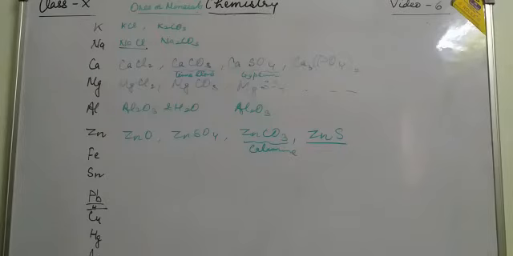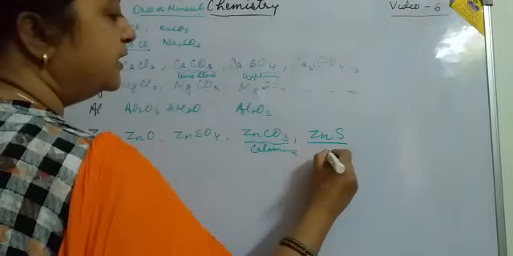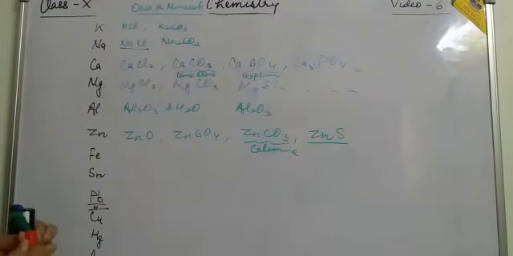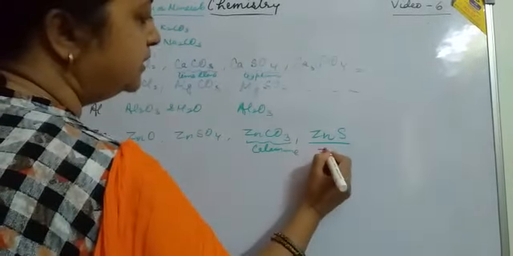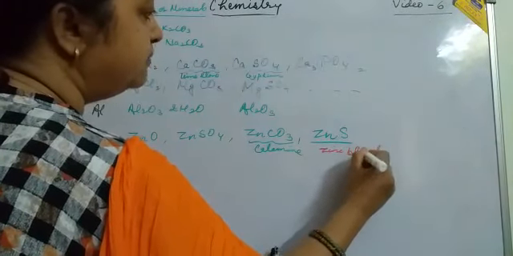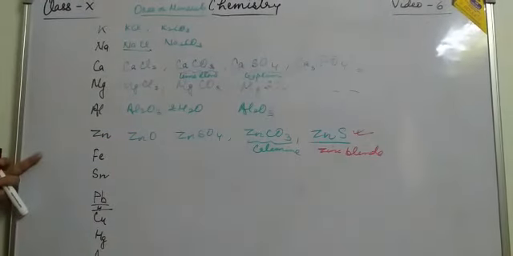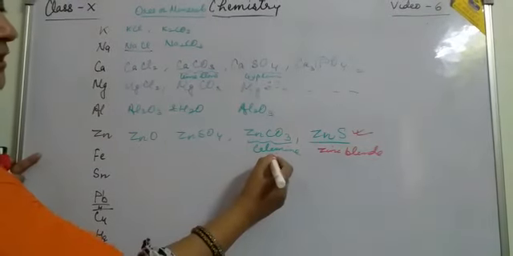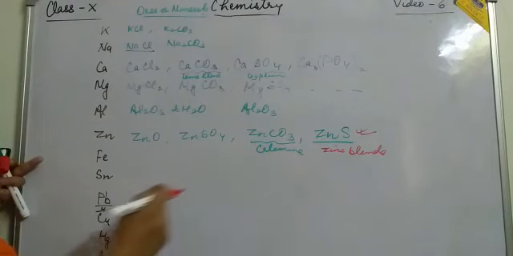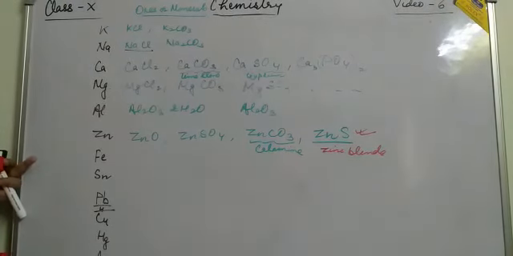Zinc sulfate is called zinc blende. It is found in zinc blende, which is a very important ore of zinc. And this is calamine. Calamine is used to form lactocalamine, which is prepared from it.